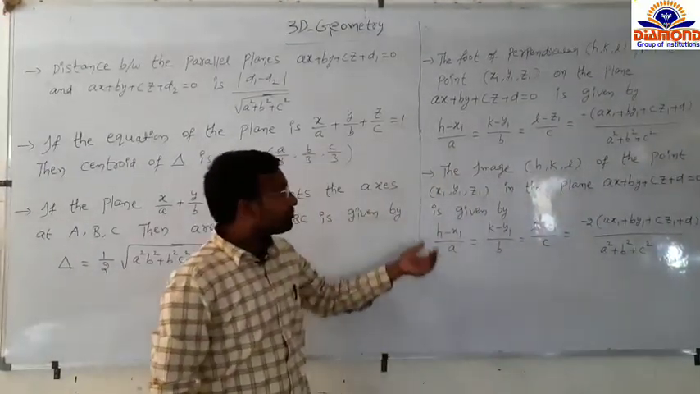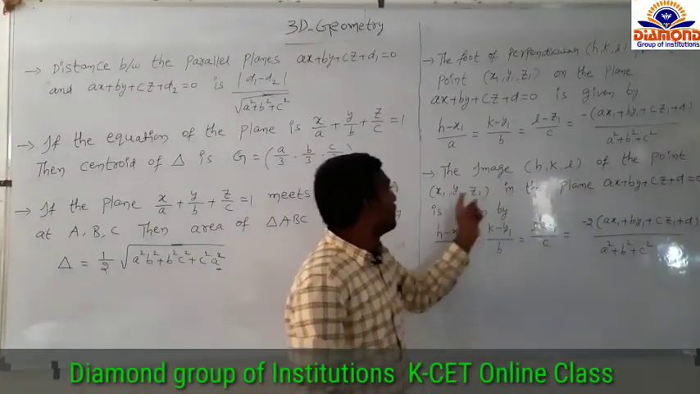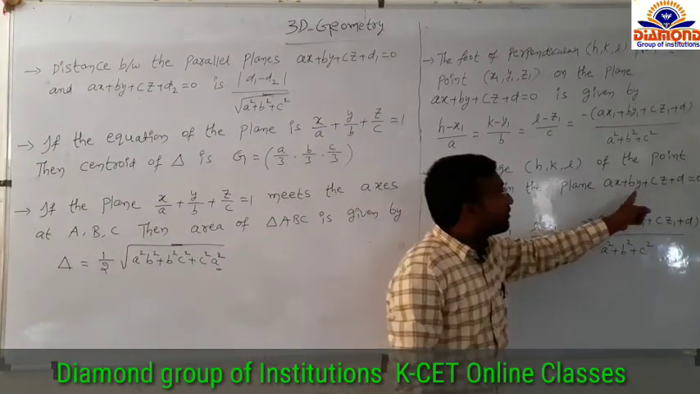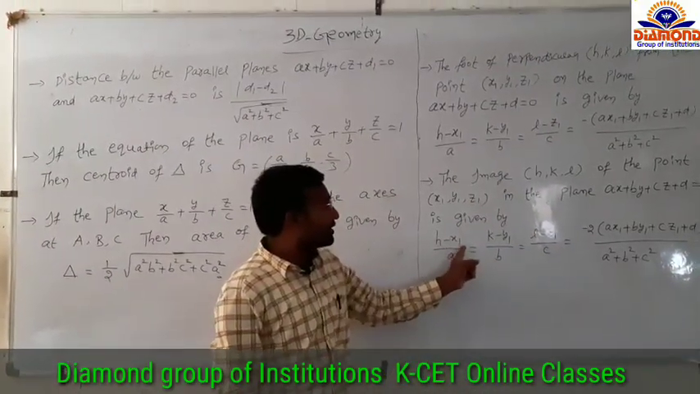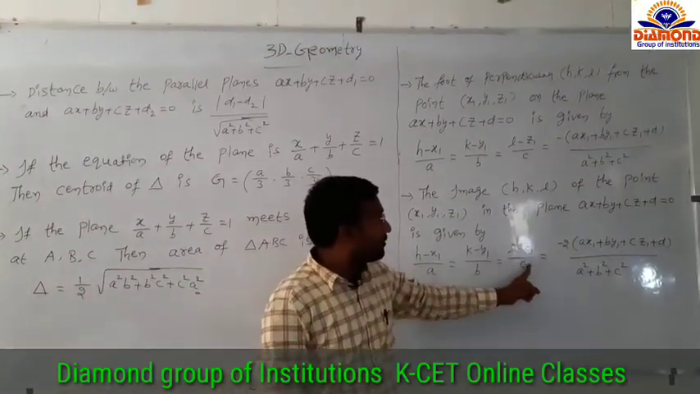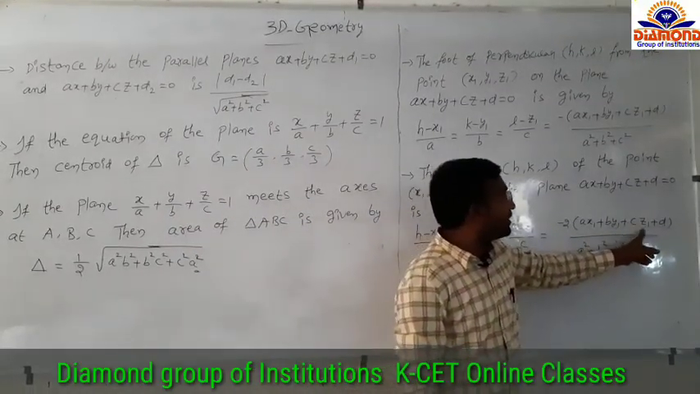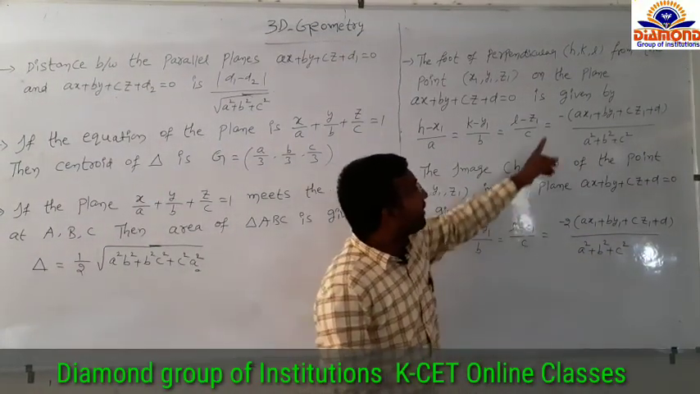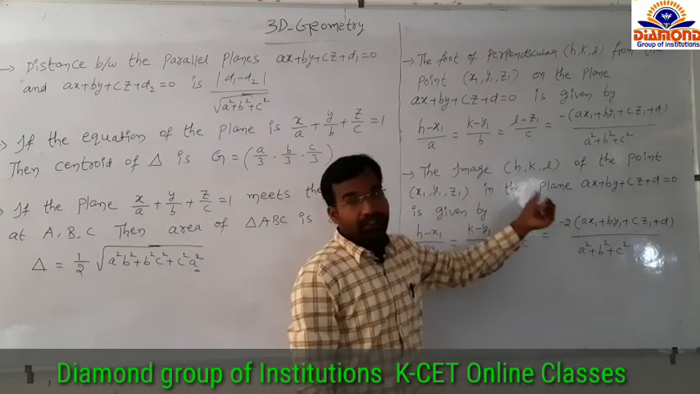Next, image. The image h comma k comma l of the point x1 comma y1 comma z1 in the plane ax plus by plus cz plus d equal to 0 is h minus x1 by a equal to k minus y1 by b equal to l minus z1 by c equal to minus 2 into ax1 plus by1 plus cz1 plus d by a square plus b square plus c square. If you take minus, you get the foot of perpendicular. If you multiply by minus 2, you get the image.